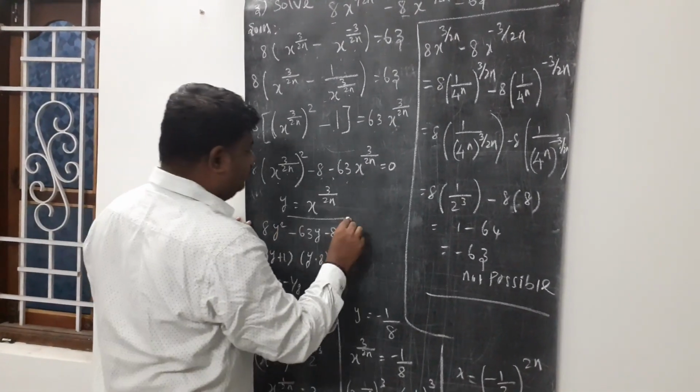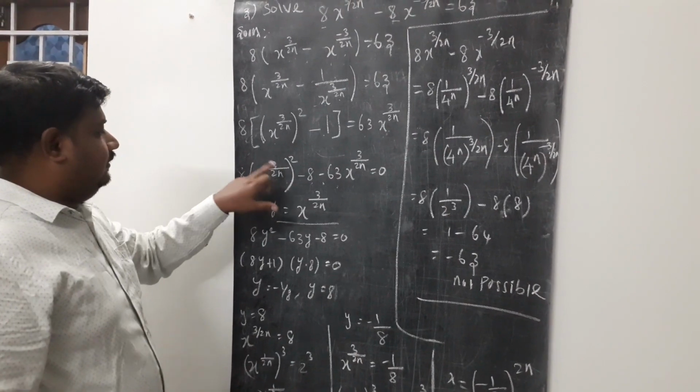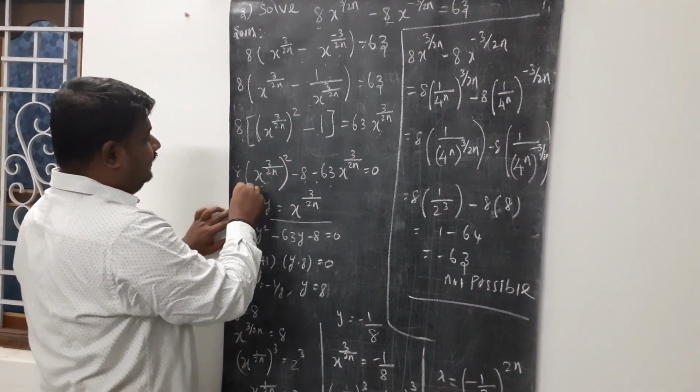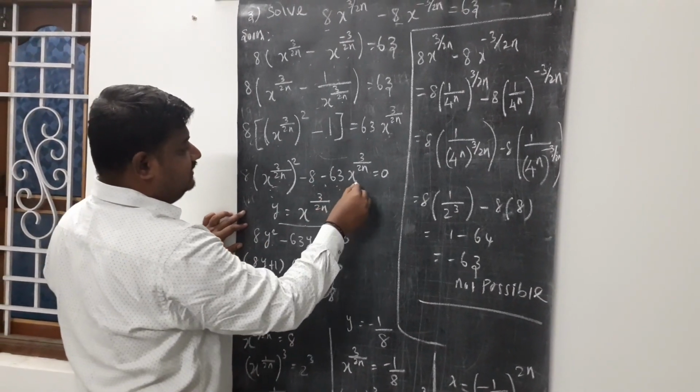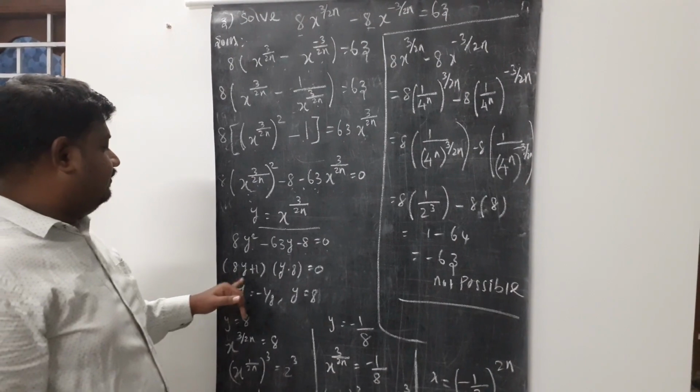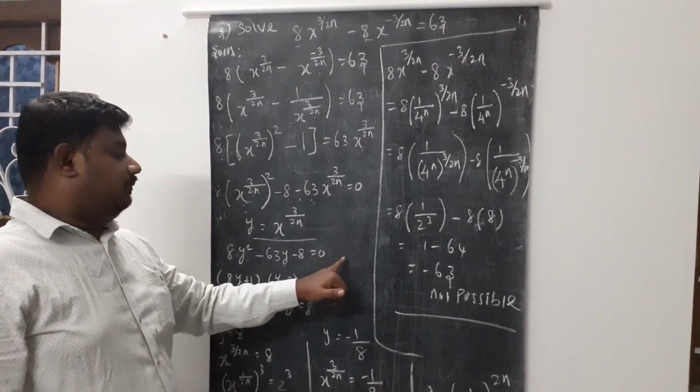I will take y is equal to x^(3/2n). I am taking this y, so you can write 8y square minus 63y minus 8 is equal to 0. So it is a quadratic equation, 8 eights are 64, minus 64.